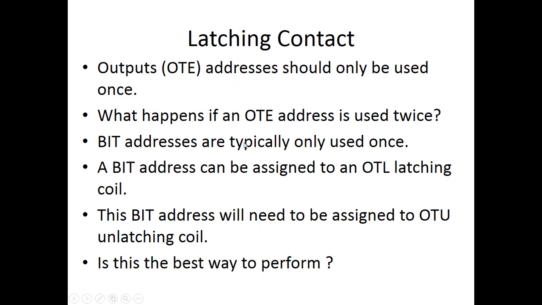Bit addresses are also typically only used once because the bit would be on or off. One part of the program says it's on, the other part of the program says it's off. Depending on where it's at in the program, you're going to get contradicting outputs of the bit, and you're going to be confused. A bit address can be assigned to an output latch, OTL latching coil, and a bit address can be assigned to an OTU unlatch. So could a light or any kind of an output.